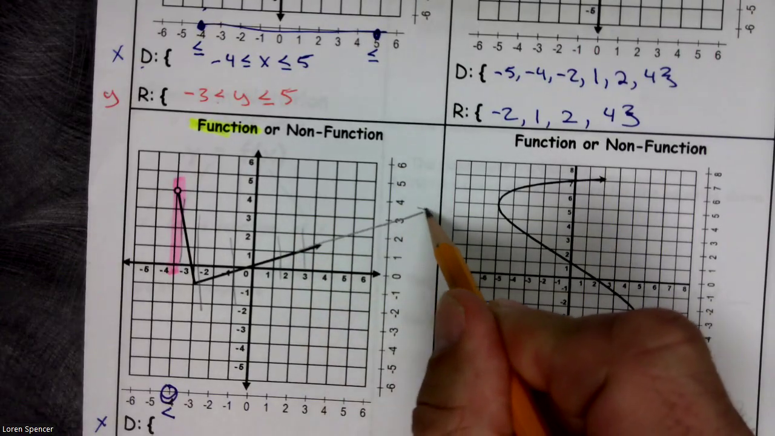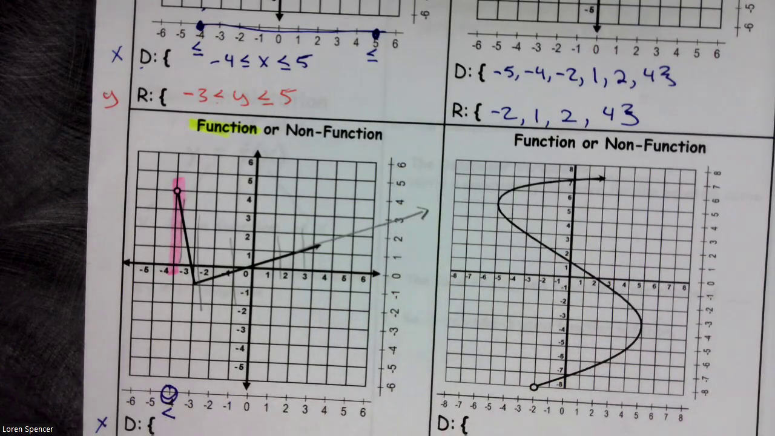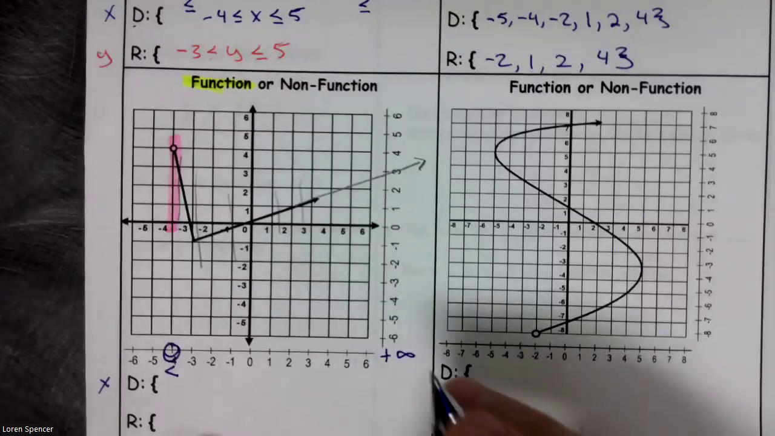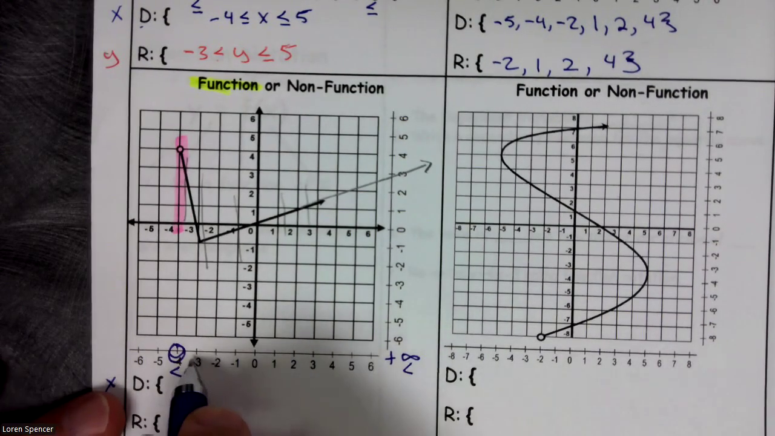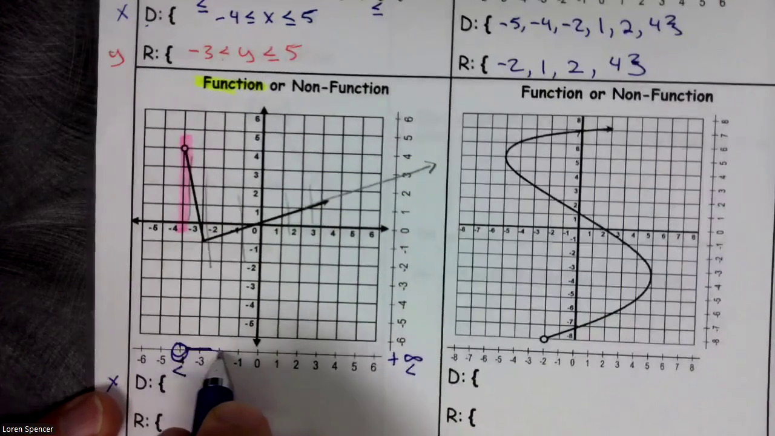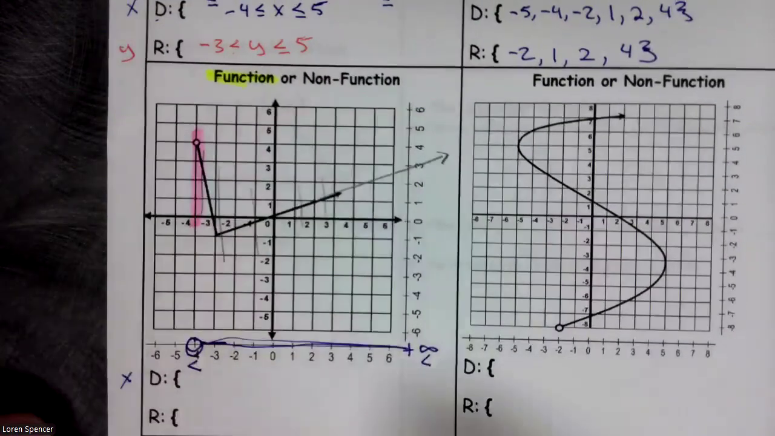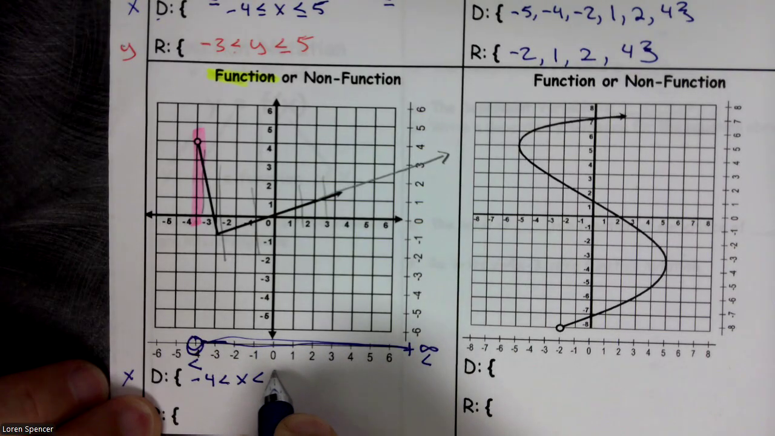And in the x direction, it's continuing to go to the right. So that means in the x direction, it's going to positive infinity. Please remember, infinity always gets a less than symbol. So we have -4 is less than x is less than positive infinity.